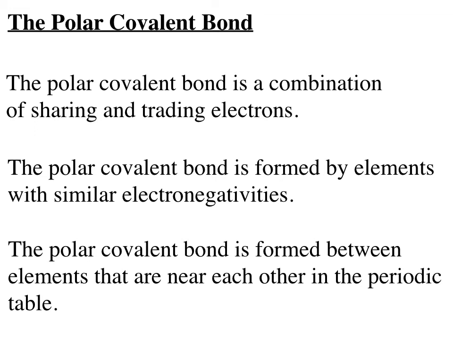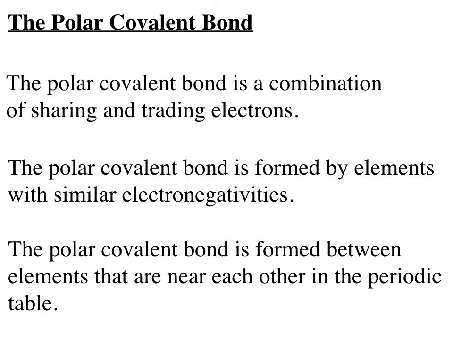So what we will say is that the polar covalent bond is formed between elements that are near each other in the periodic table. They are not elements combining with themselves. They are not elements combining that are far apart in the periodic table. They are elements that are combining with other elements that are near each other, implying they have similar electronegativities.